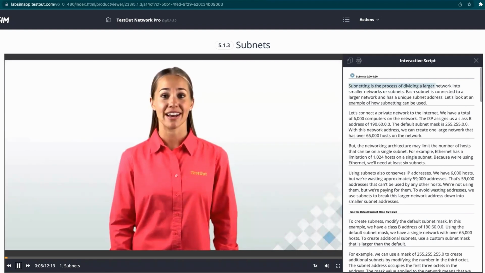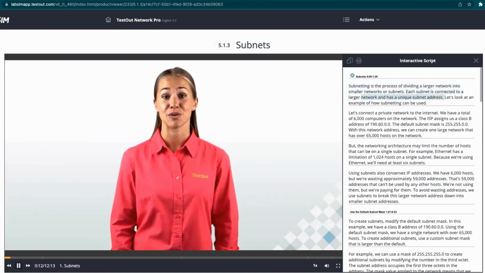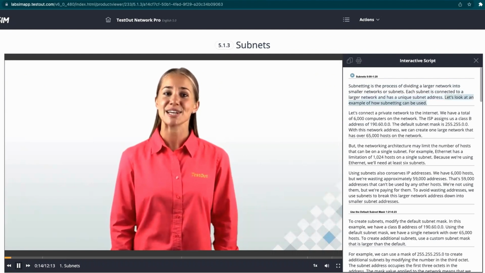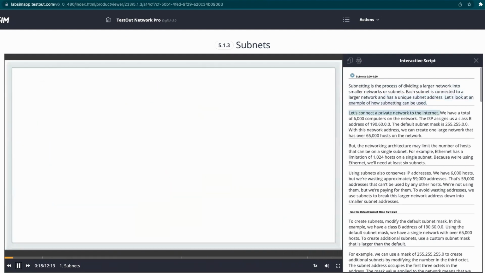Subnetting is the process of dividing a larger network into smaller networks or subnets. Each subnet is connected to a larger network and has a unique subnet address. Let's take a look at an example of how subnetting can be used. Let's connect a private network to the internet. We have a total of 6,000 computers on the network.